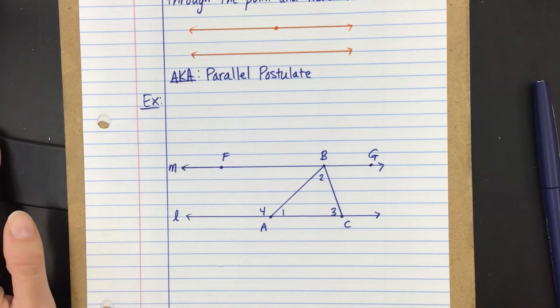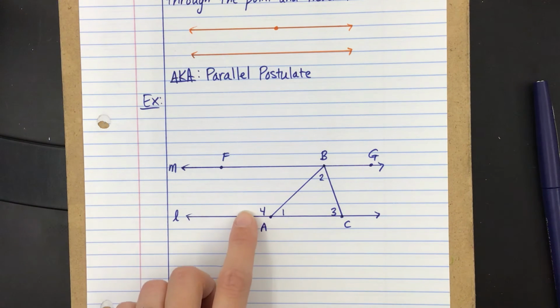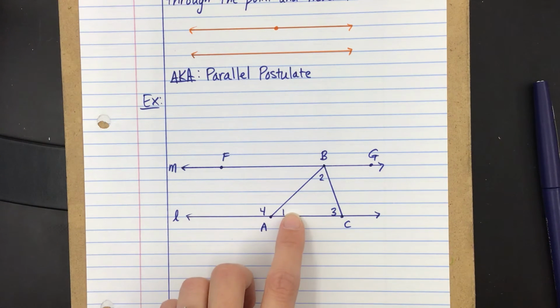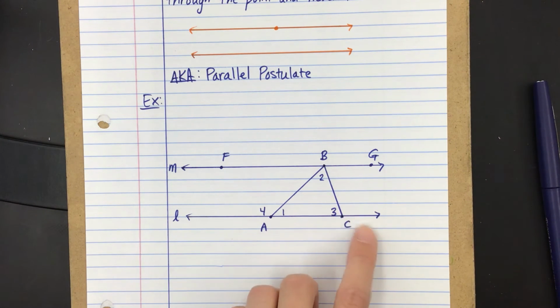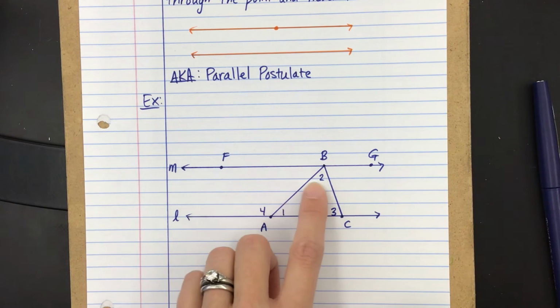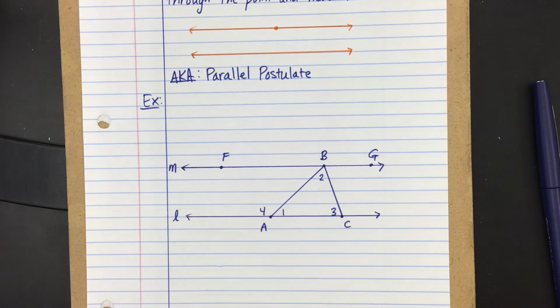Anybody else? Well, I know Maddie touched on it. These are supplementary, so these add up to 180. These angles are supplementary, so this angle out here plus angle 3 will be 180. These three angles together would be 180, right? Okay, good. Now we're going to do some exploring.